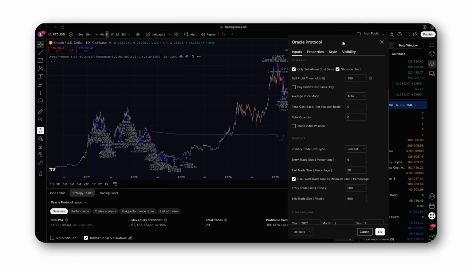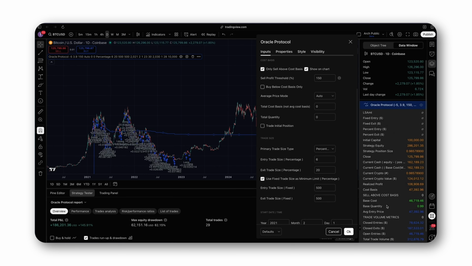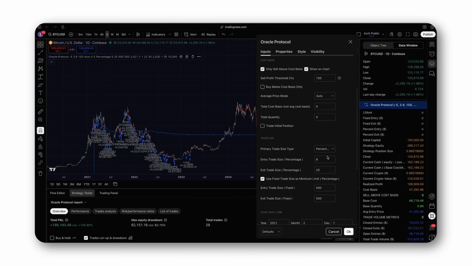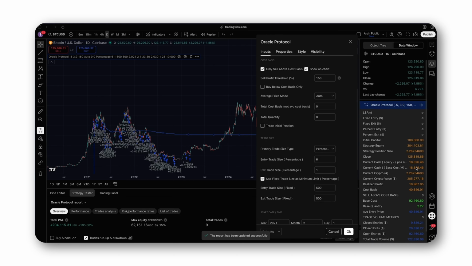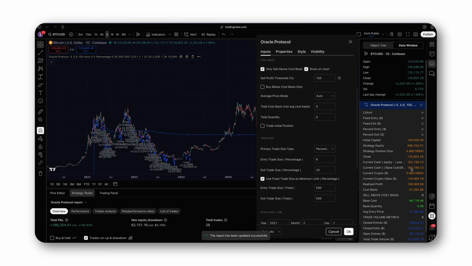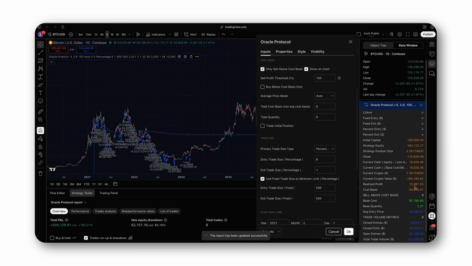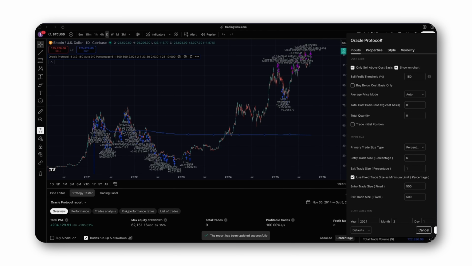So if I pull the settings menu over, you can see the data window. Go to this double stacked object tree and data window box and select data window here, and you'll get to see all these statistics. My current cash is now $162,000. If I reverse this to 1%, I'm at $18,000 in current cash versus $162,000. I realize $108,000 in this scenario versus roughly $10,000 in this scenario. So obviously a big difference.